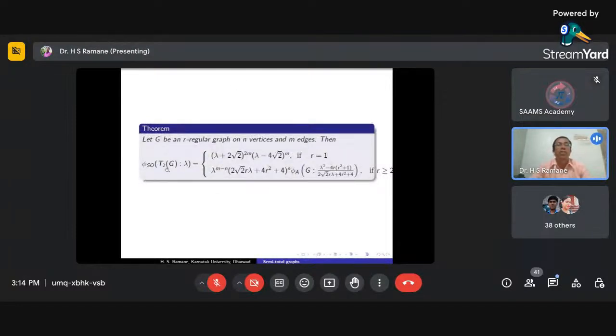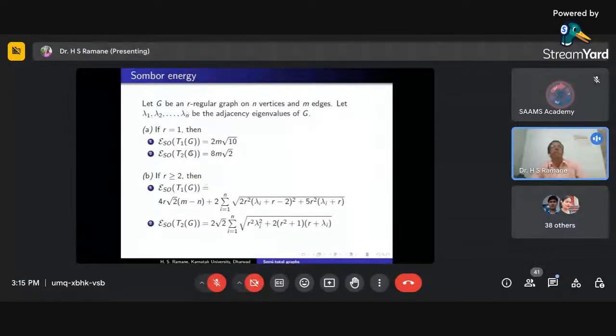Similarly, the Sommer polynomial of the semi-total point graph is expressed in this form. If r is 1, this is the expression. If r is more than or equal to 2, then you'll get this. So here also, knowing the adjacency polynomial of a graph G, we can get the Sommer polynomial of the semi-total point graph.